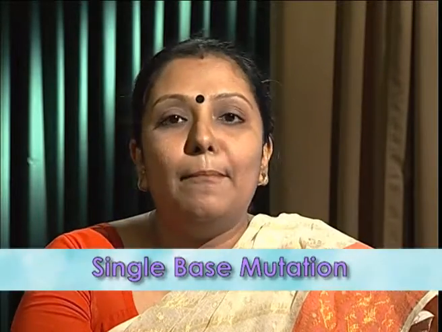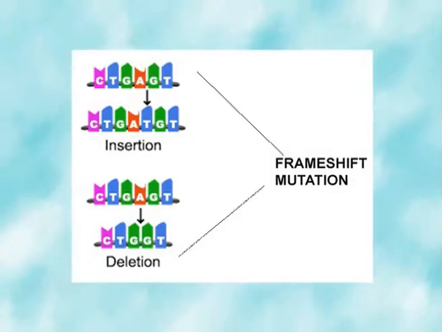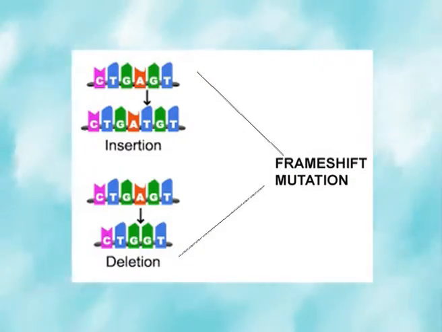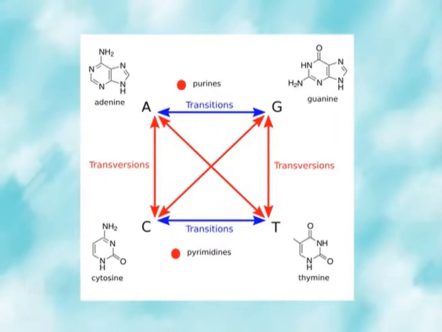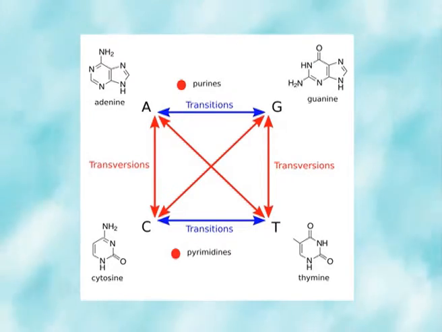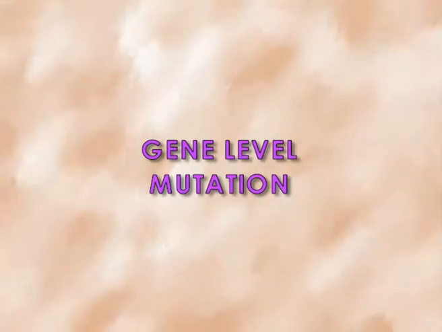Next one, single base mutation. Either it may be substitution, that is, change of one nucleotide or base pair by another, or insertion of one nucleotide or deletion of one nucleotide, which may give rise to the frame shift mutation. Now this point or single base substitution can be a transition or transversion. Transition means the change of a purine by another purine, or a pyrimidine by another pyrimidine. But in the case of transversion, it is the change of a purine by a pyrimidine, or a pyrimidine by a purine.